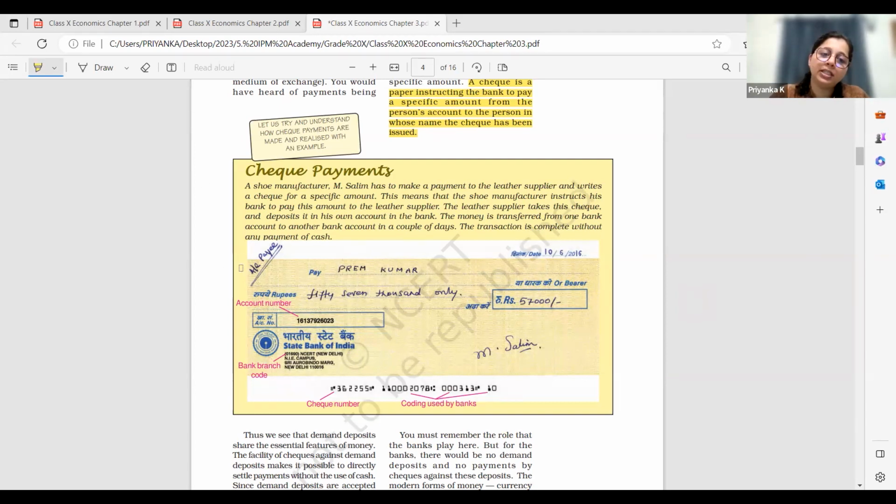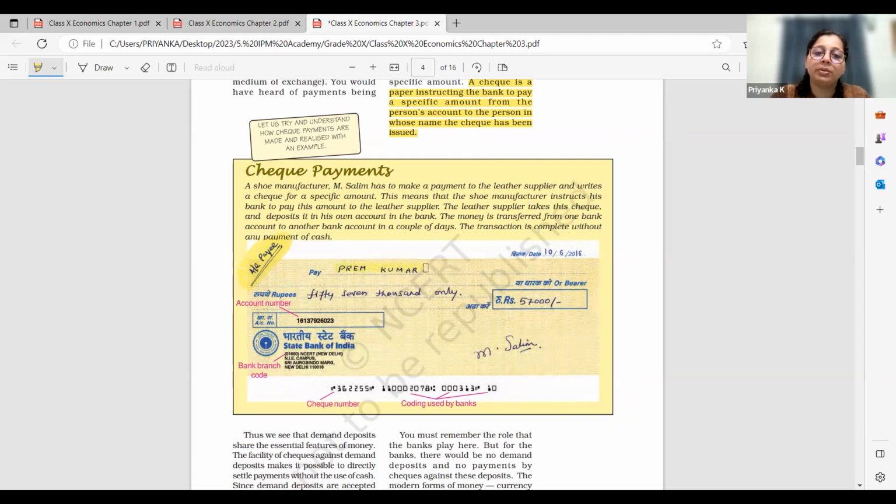And as you can see, on the left side there is something called account payee. For those who don't understand what this account payee check is, if there is something called account payee or a cross check, this means that the bank cannot directly give the cash to the person holding this check. They need to deposit it into the account of the person.